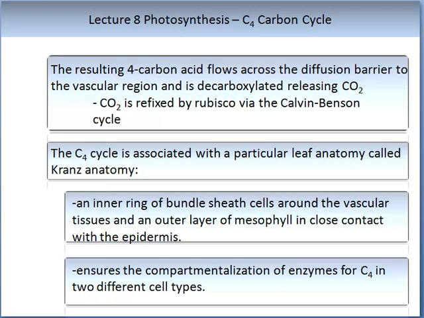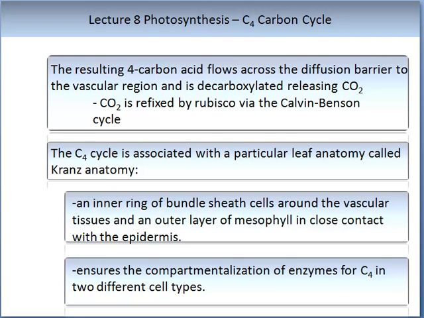The metabolism in the C4 plants, such as sugarcane, is called the C4 carbon cycle. The resulting 4-carbon acid flows across the diffusion barrier to the vascular region and is decarboxylated, releasing carbon dioxide. This carbon dioxide is refixed by rubisco via the Calvin-Benson cycle.